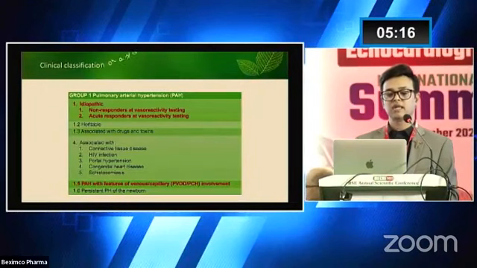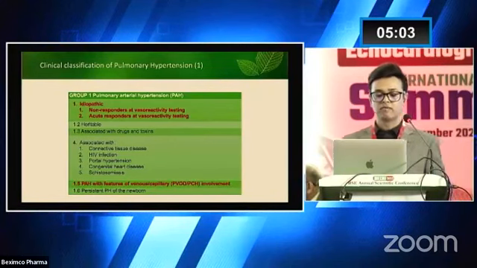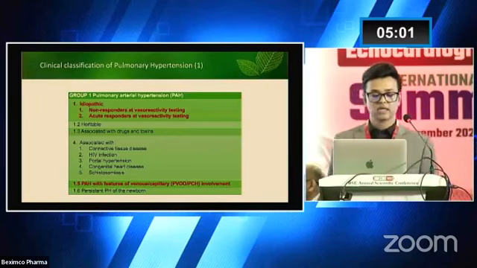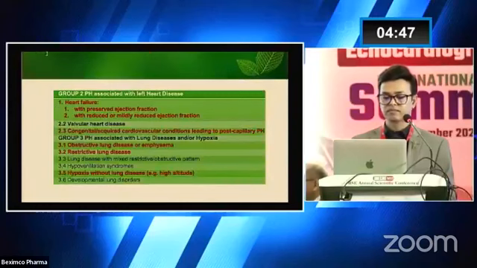This is the clinical classification of pulmonary hypertension. Group 1, pulmonary arterial hypertension: idiopathic, non-responder at vasoreactivity testing, acute responder at vasoreactivity testing, heritable, associated with drugs and toxins, associated with connective tissue disorder, HIV, portal hypertension, congenital heart disease, schistosomiasis, pulmonary arterial hypertension with features of venous capillary involvement, persistent pulmonary hypertension of the newborn.